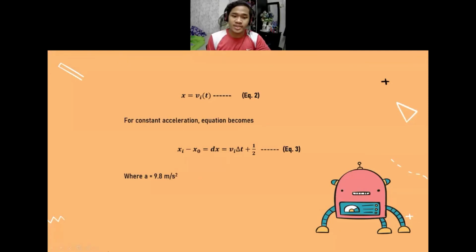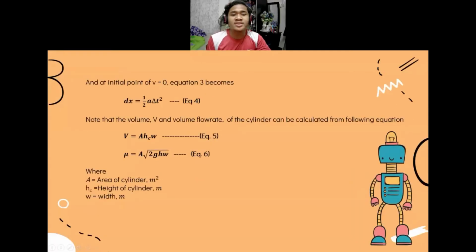For constant acceleration, the equation becomes x minus x naught equals dx equals vi times the difference of t plus 1 over 2 a t squared, which is equation 3, where a equals 9.8 meters per second squared. So the last one, at an initial velocity of v equals 0, equation 3 becomes dx equals 1 over 2 a times the difference of t squared, so it becomes equation 4. Note that volume V and volume flow rate of the cylinder can be calculated from the following equations. V equals A H W, equation 5, and the flow rate equals A square root of 2gH W, where A equals area of cylinder in meter squared, H equals height of a cylinder in meter, W equals width in meter.